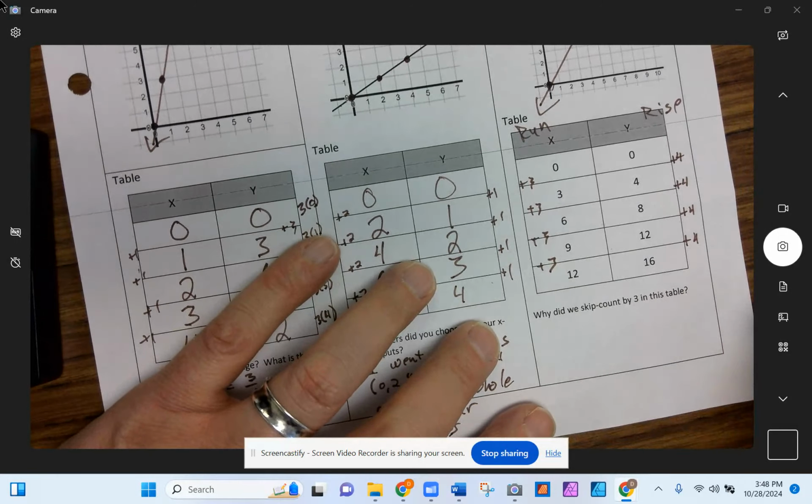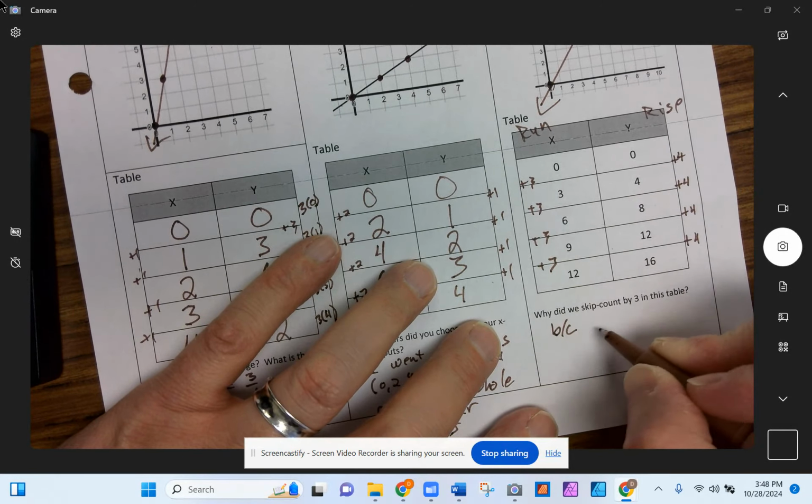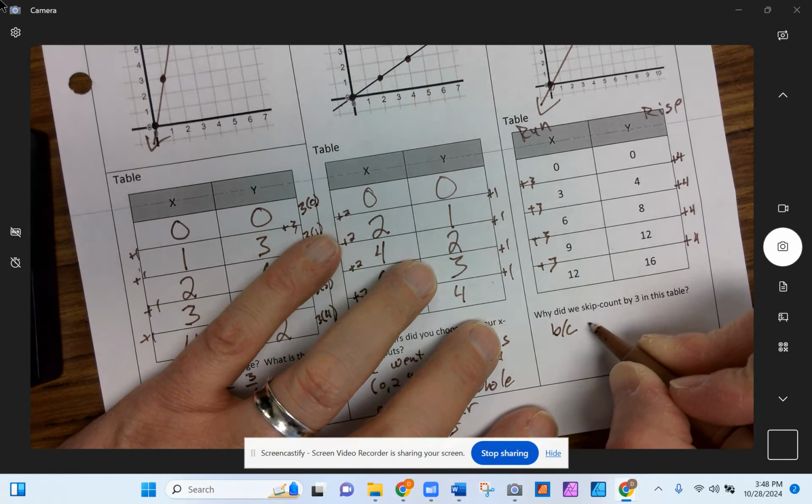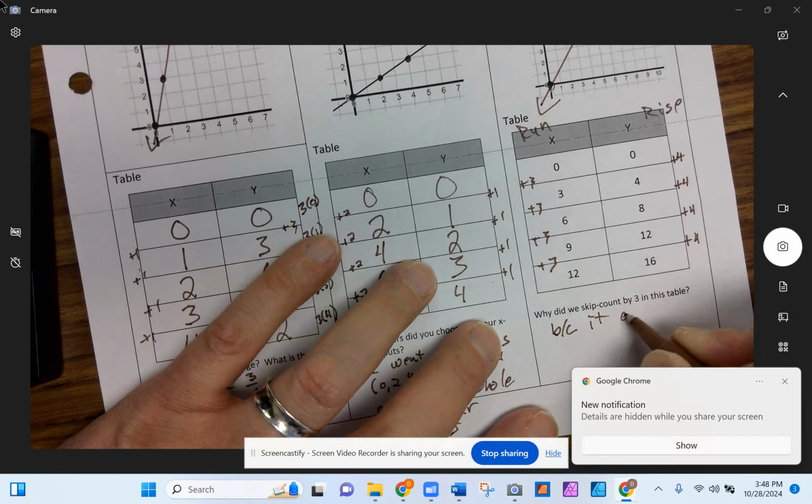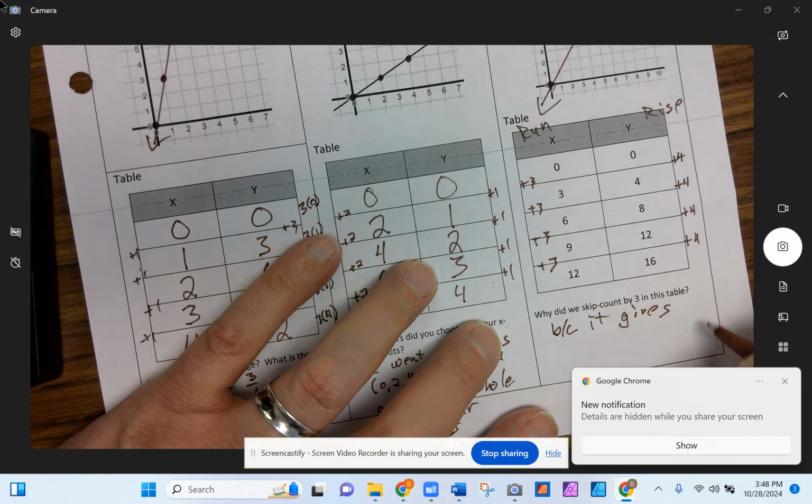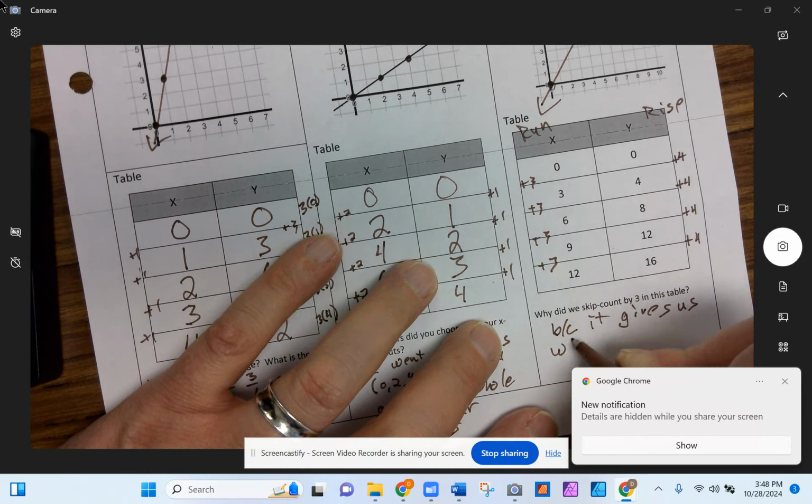We skip count by 3 in the table because it gives us whole numbers for our outputs.